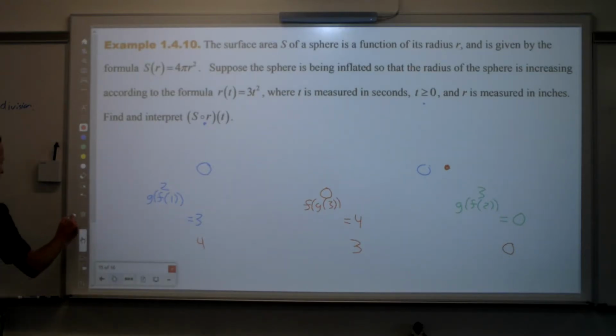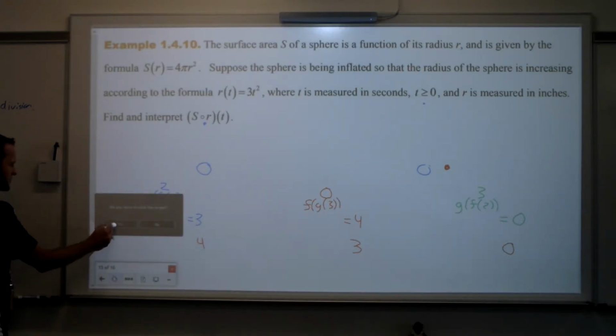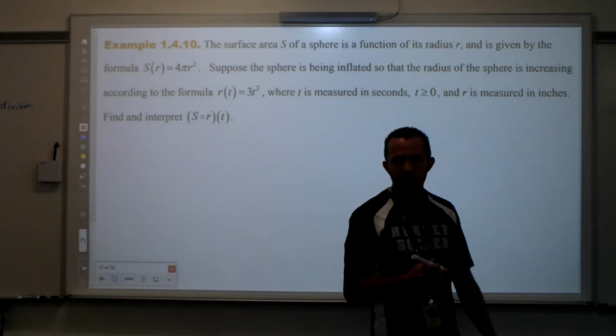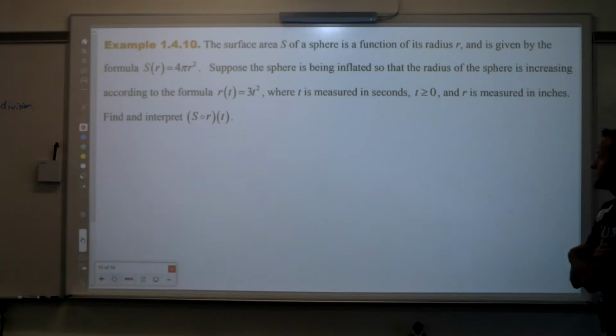Of course, we've got a story problem here, and when you read it, you're probably like, that doesn't make sense, but it's not too bad. It's just a good example of a composition. So the surface area S of a sphere is a function of its radius r and is given by the formula blank. Suppose a sphere is being inflated so that the radius of the sphere is increasing according to the formula that, where t is measured in seconds and r is measured in inches.